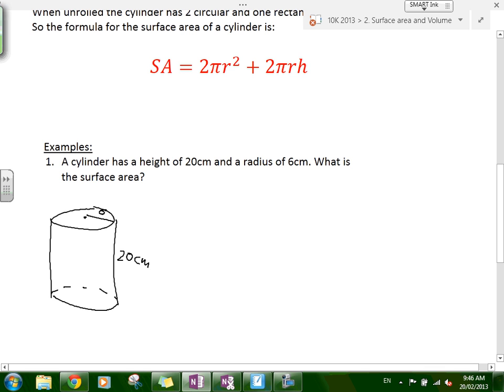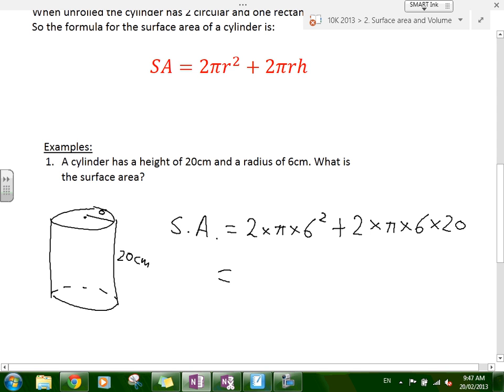So if we use the formula, the surface area equals 2 pi r squared, so 2 times pi, and the radius is 6, so it's 6 squared, plus 2 pi r h. So 2 times pi times the radius, the circumference, times the height. So we have 2 times pi times 6, which is the radius, times 20, which is the height. And that is equal to, make sure you all know where the pi button is.